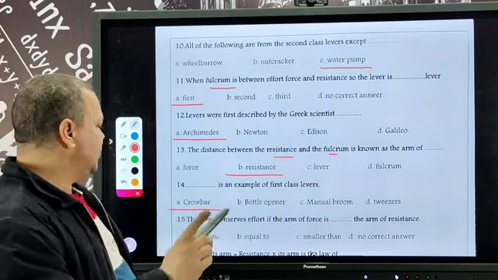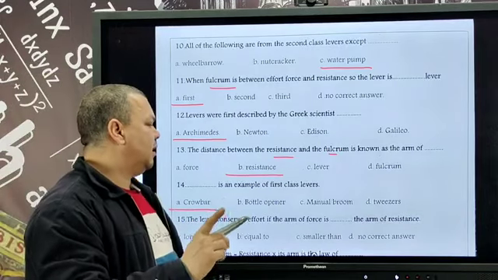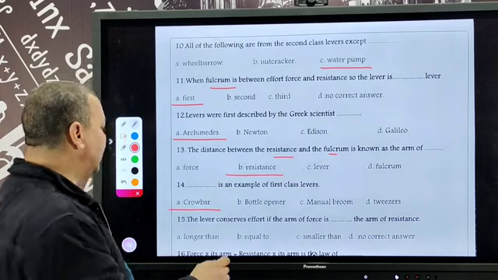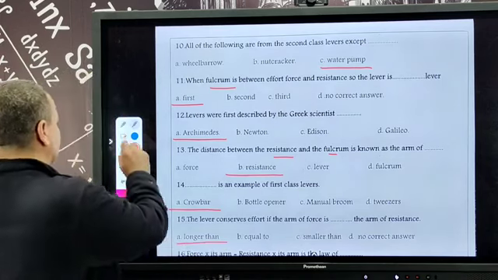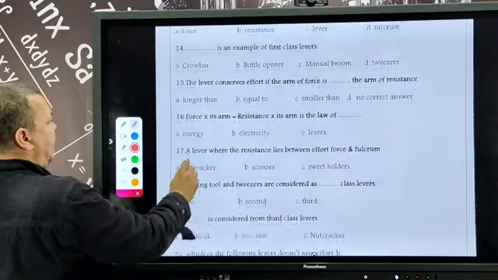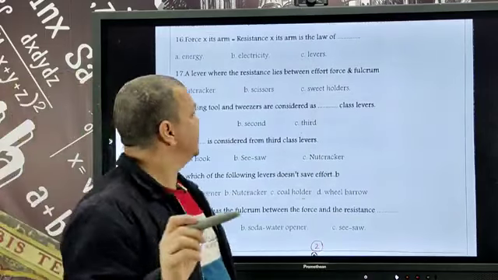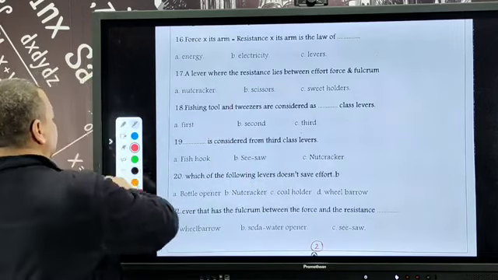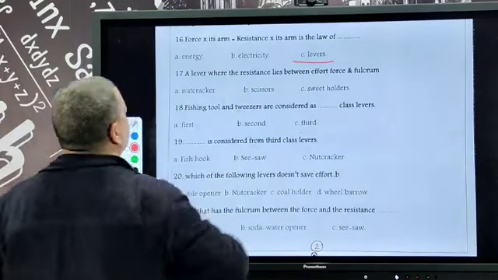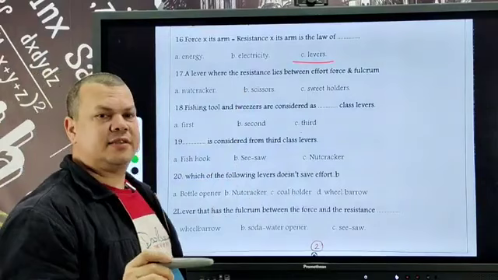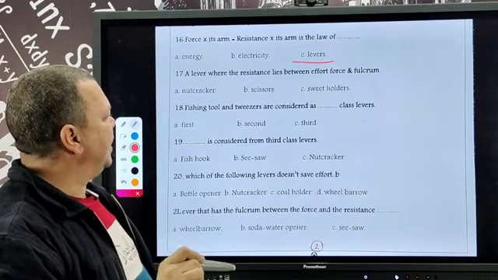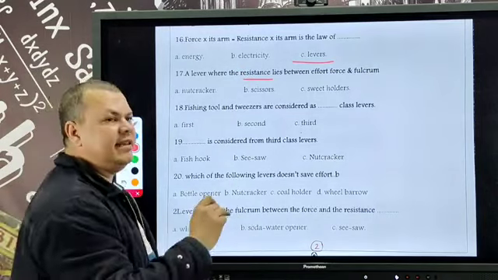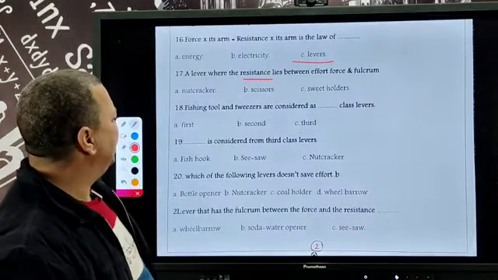15: the lever that conserves effort if the arm of force is a space arm of resistance. طبعا الليفر دي اللي بتعمل conserve effort if arm of force is longer than arm of resistance. force times its arm equal resistance times its arm. ده طبعا law of levers. 17: a lever where the resistance lies between effort force and fulcrum. يعني هنا resistance the middle يبقى طبعا from second class lever. فين السكند كلاس ليفر؟ هنا هنلاقي طبعا النات كراكر.